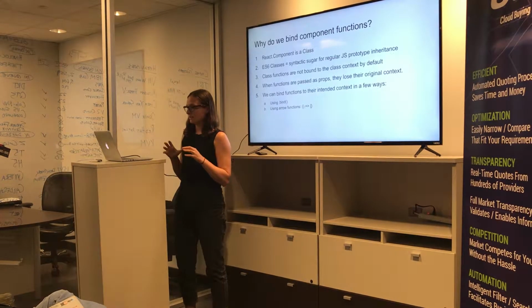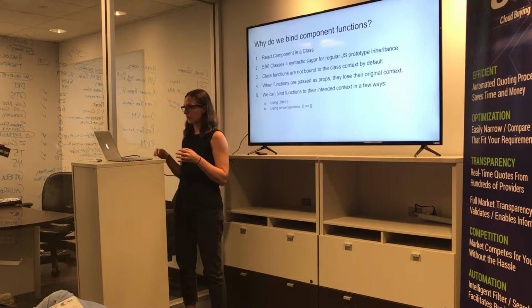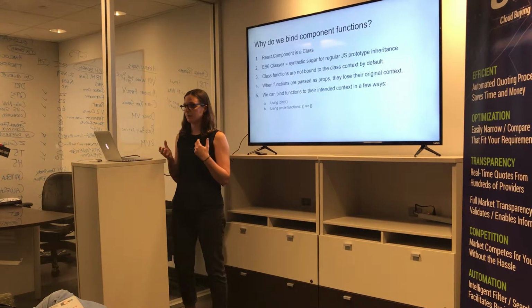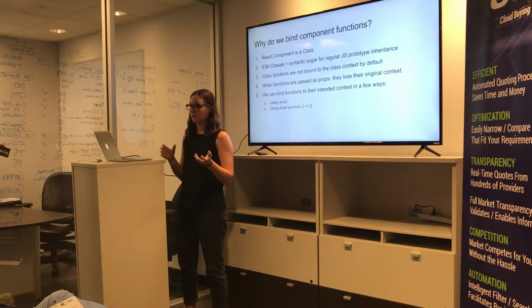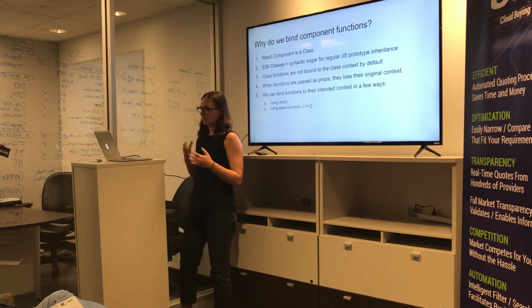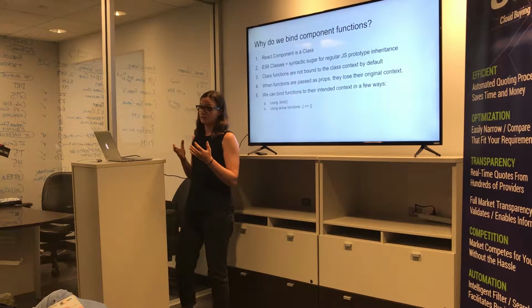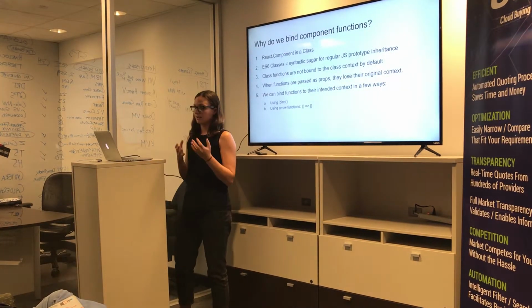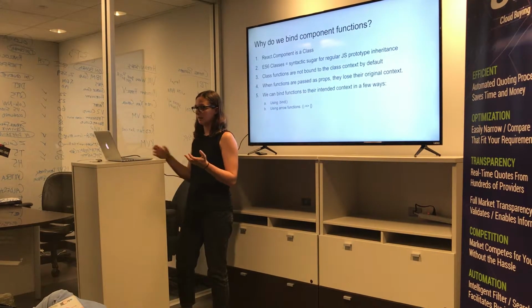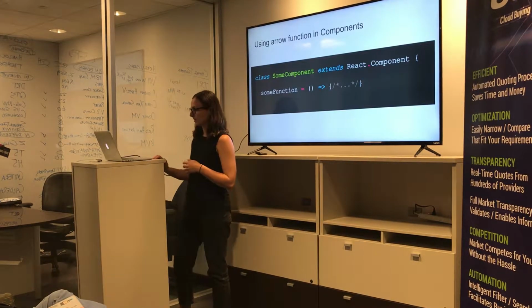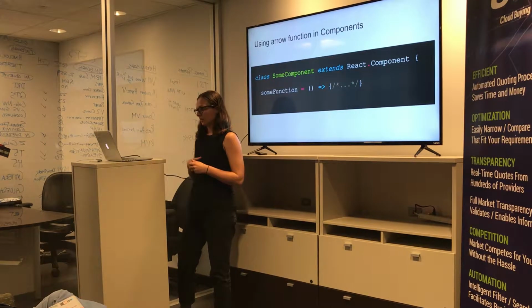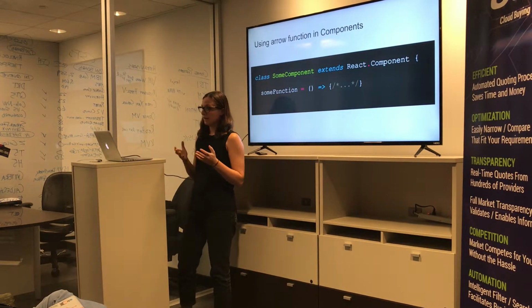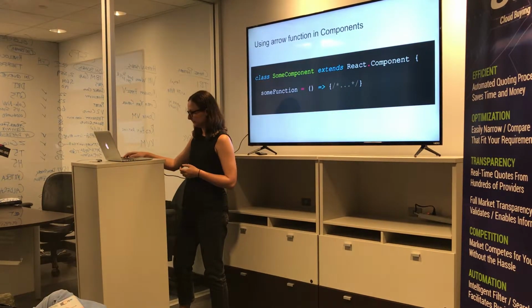We can bind functions to their intended context in a few ways. One is using .bind like we saw before. Another way is using arrow functions. In ES6, when you use an arrow function, it automatically binds that function to whatever context it's defined in. So if you're defining that function in the component, it's already bound to its component. Using an arrow function in a component, you don't have to expose the constructor at all. You can just use the arrow function.